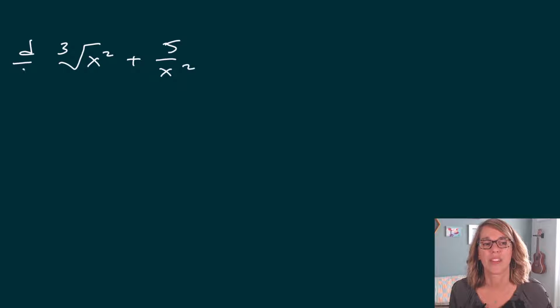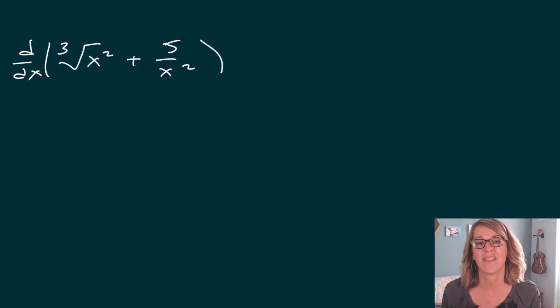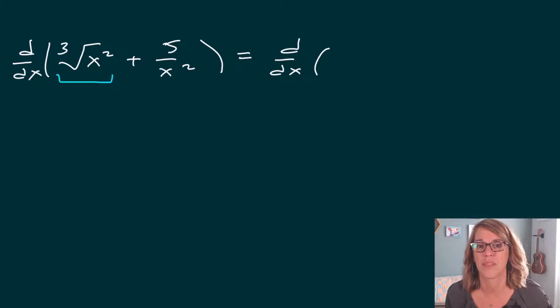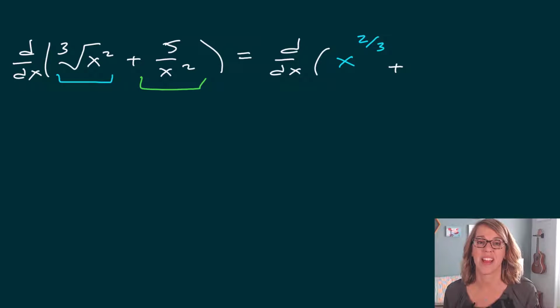In this next example, I've got the cube root of x squared plus 5 over x squared. And I want to take the derivative, so let's put a d/dx in front of there. Now for both of these, I need to think of them as powers. So I'm going to rewrite this as d/dx of, let's do the cube root of x squared first. My power is 2 and my index is 3, so this is going to be the 2/3 power. I've got my plus sign in between there. And for this 5 over x squared, I'm going to write this as 5x to the -2. This is going to allow me to apply a power rule for both of these terms.